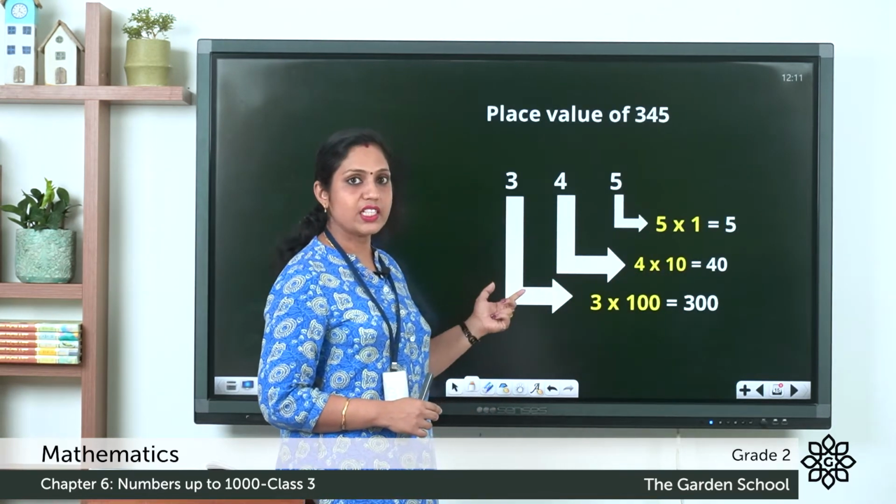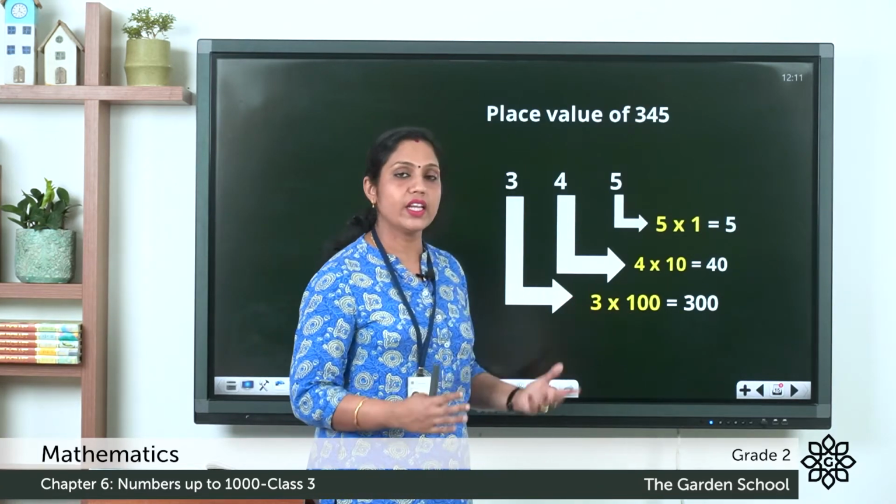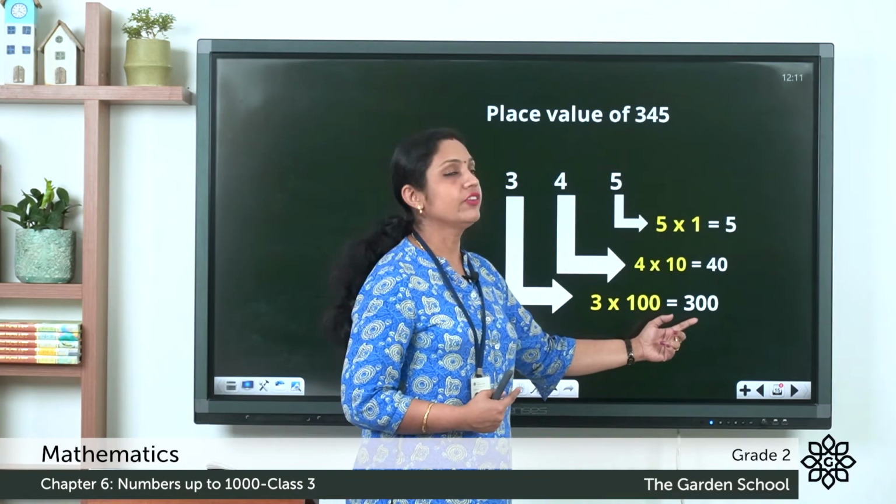And in the hundreds place we have 3. So we can write it as 3 into 100. And 3 into 100 is 300. So the place value of 3 is 300 here.